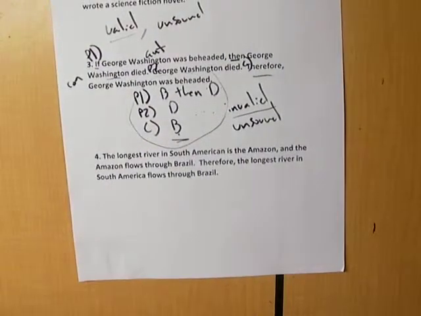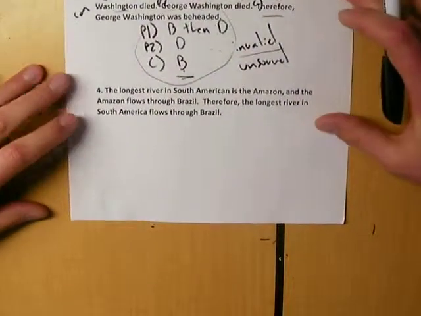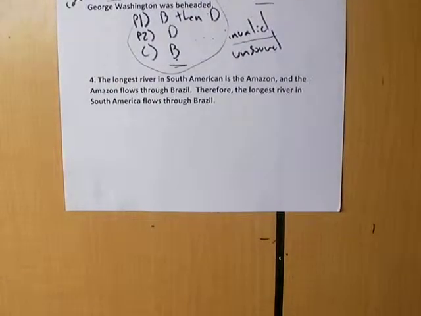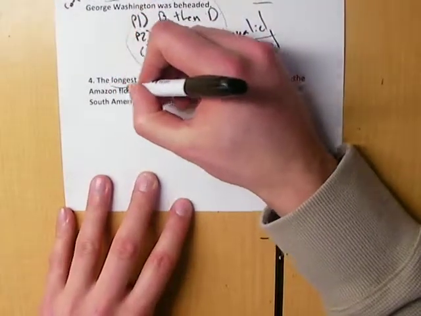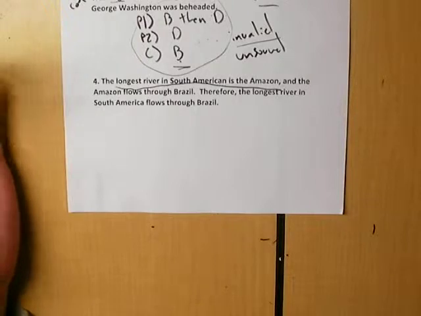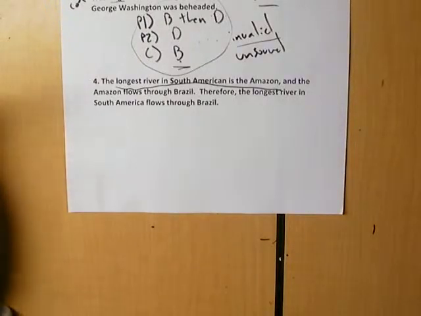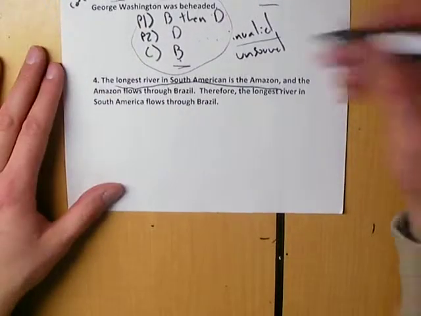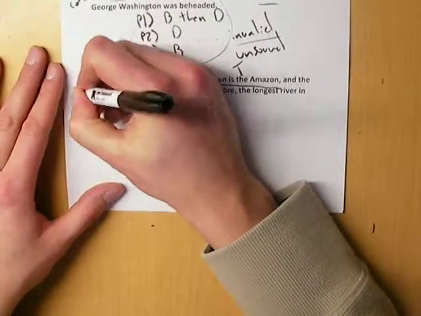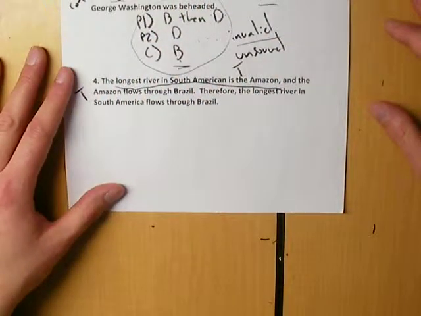So let's take a look at one last example here. I'll go through this one pretty quickly. I think it's pretty straightforward as it turns out. The longest river in South America is the Amazon. And again, it's assumed that you've got general background information. I suppose if you needed to, you could do a Google search. But this, I think, is pretty common knowledge. Longest river in South America is the Amazon. I'll go ahead and put a T there, that's true. And the Amazon flows through Brazil. That's also true. You can verify that if you like.